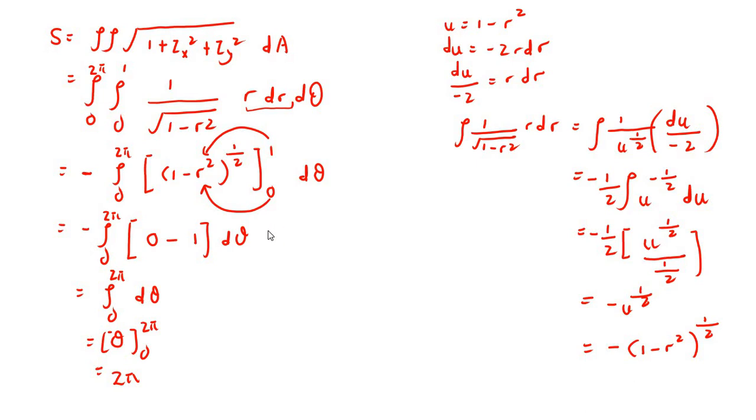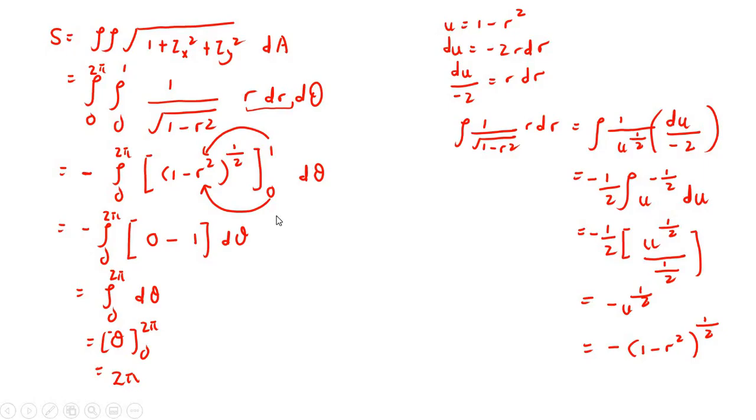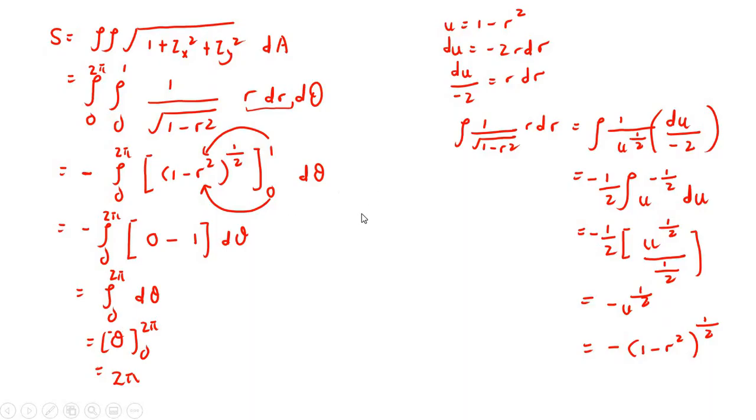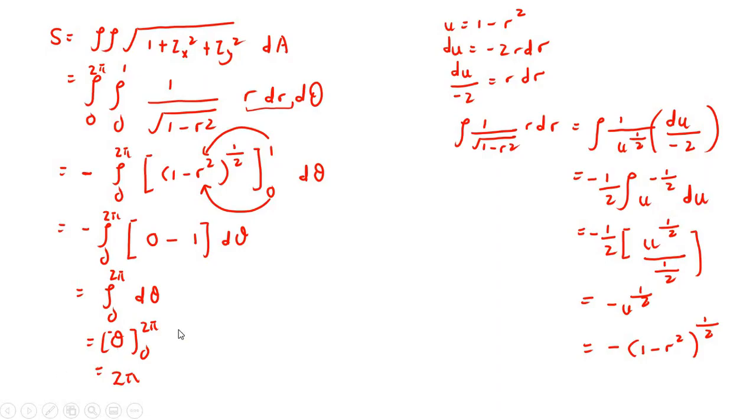Okay, actually the surface area for a sphere is S equal to 4 pi r squared.